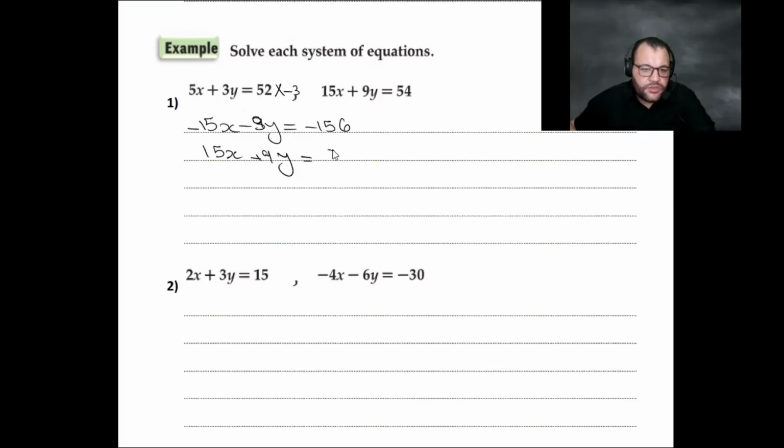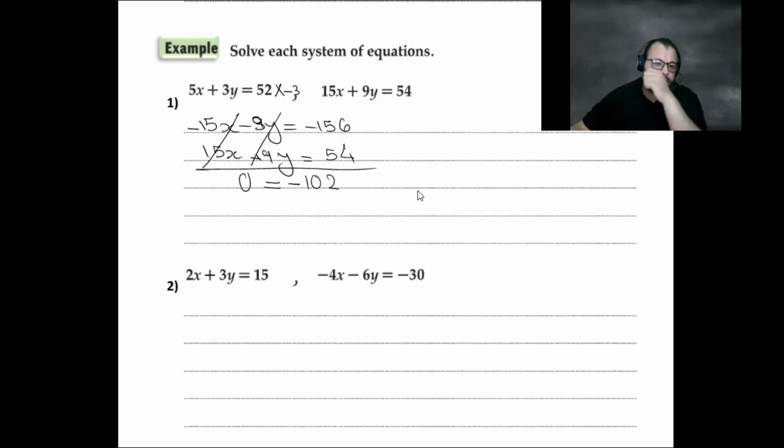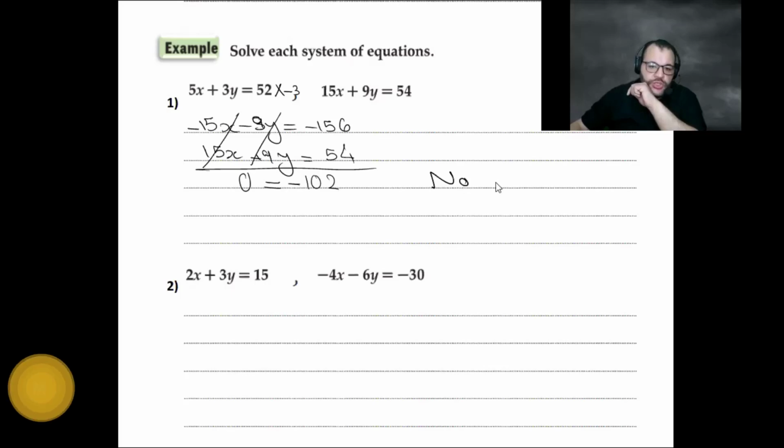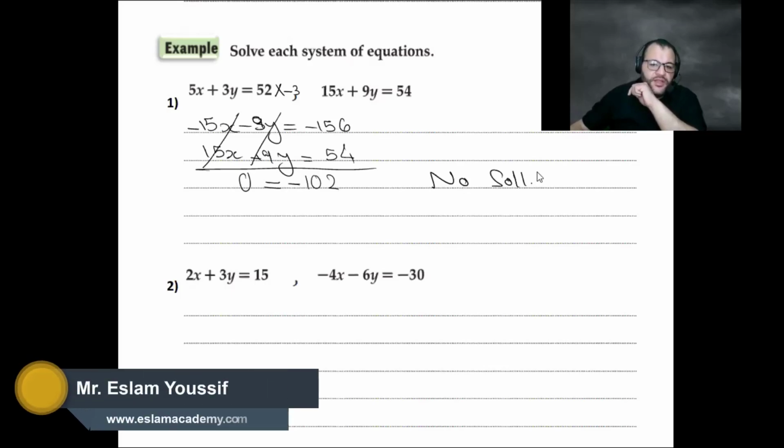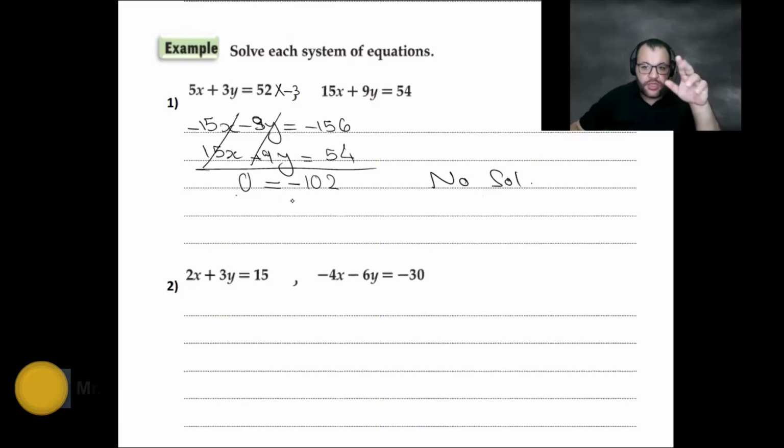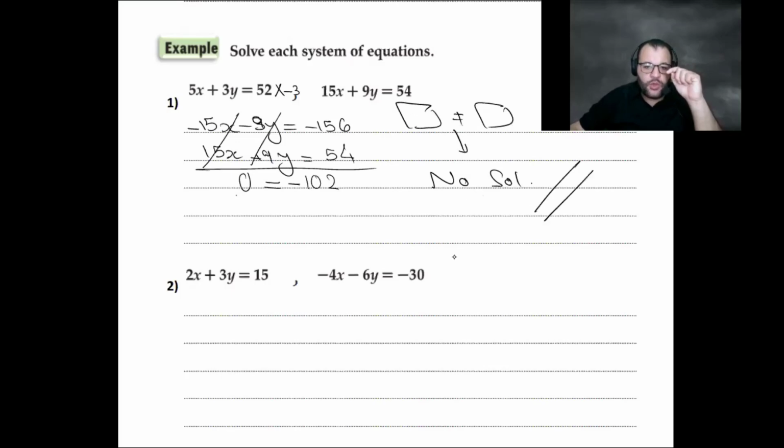9y equals 54. So by adding, you can find that this will be 0, this will be 0, so the left hand side is 0, and the right hand side equals negative 102. Can we say that 0 equals negative 102? No. It means there is no solution. You will find that the two lines are parallel. If the left hand side and right hand side are not equal, it means there is no solution because the two lines will be parallel.